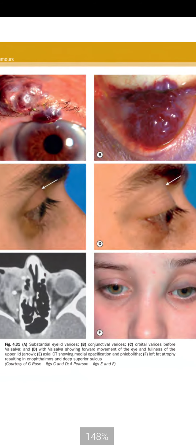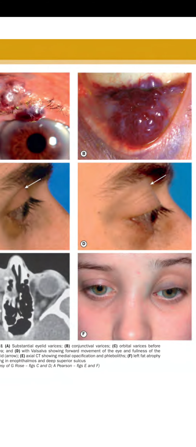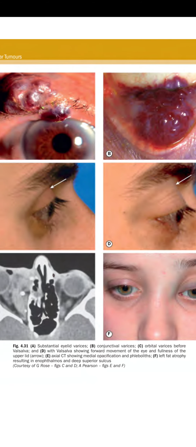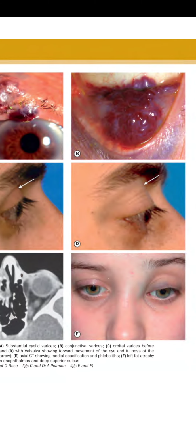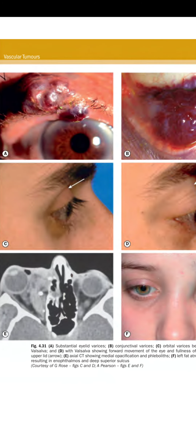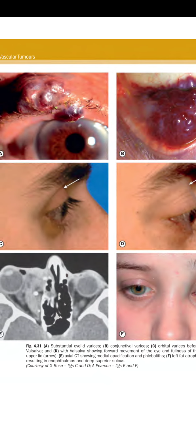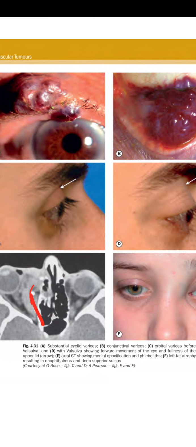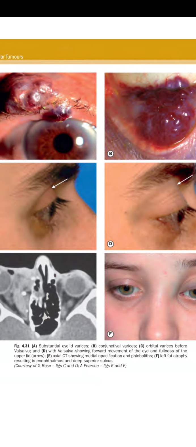So we can see figure 4.31. A is showing us the eyelid varices, B is showing conjunctival varices, C is showing orbital varices before Valsalva, and D is showing with Valsalva, showing forward movement of the eye and fullness of the upper lid. E is showing axial CT, showing medial opacification and phleboliths. Very important, we will discuss what phleboliths are. It is basically a diagnostic sign of varices. And F is showing left fat atrophy resulting in enophthalmos and a deep superior sulcus.